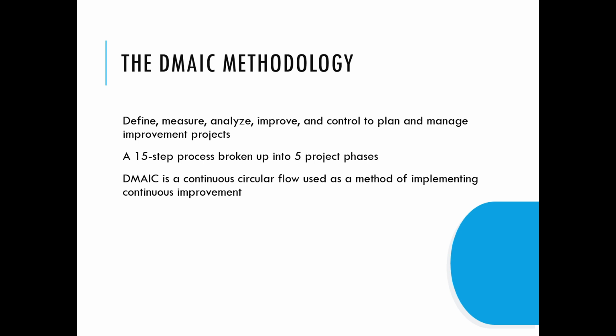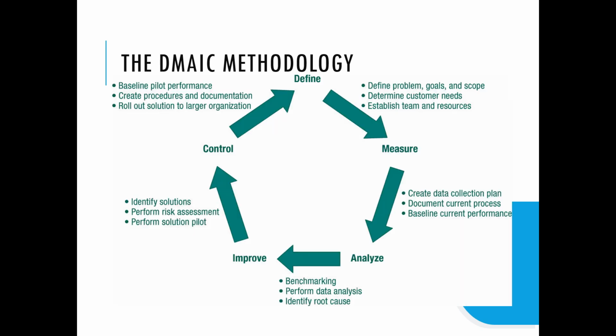DMAIC is a continuous circular flow used as a method for implementing continuous improvement. DMAIC stands for Define, Measure, Analyze, Improve, and Control. It's a framework used to control and plan and manage improvements in projects. Now, this is the complete cycle of the DMAIC methodology.